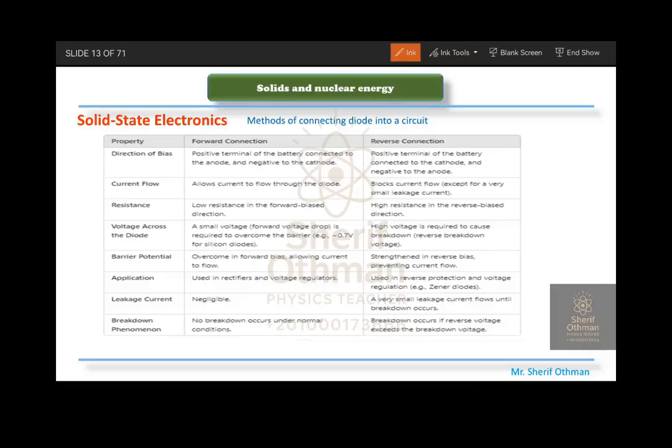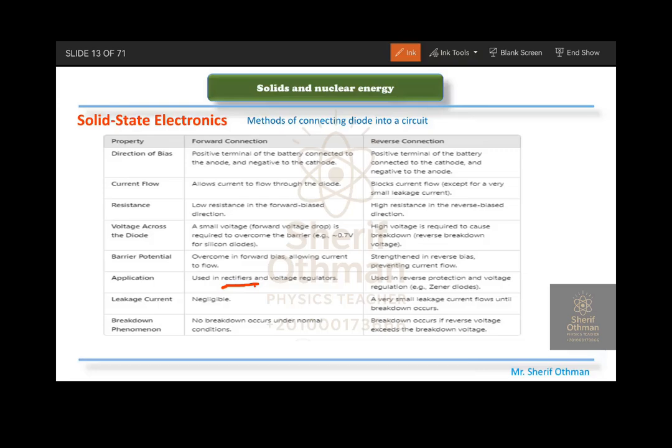Applications are used in something called rectifiers and voltage regulators. As we said, rectifiers mean converting alternating electric current into direct electric current. Voltage regulators mean making the voltage itself constant at a certain value without increasing or decreasing. Leakage current is negligible, there is no loss in the electric current. Breakdown phenomenon: no breakdown occurs under normal conditions. Electrons are able to flow easily.